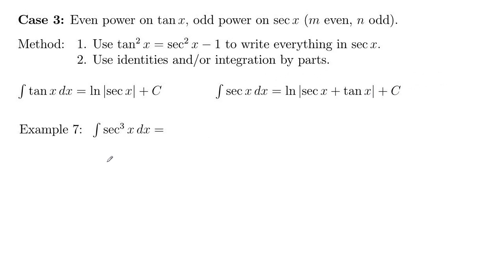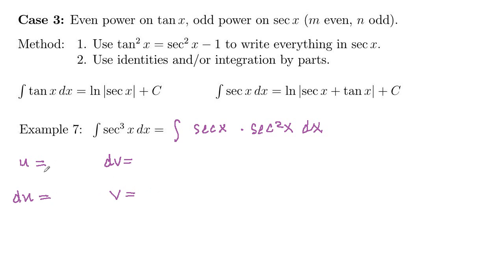So let's look at an example. We want to integrate secant cubed x. What we're going to do is break this integral up into secant x times secant squared x dx. And then we're going to do integration by parts. So we need u and dv and du and v.